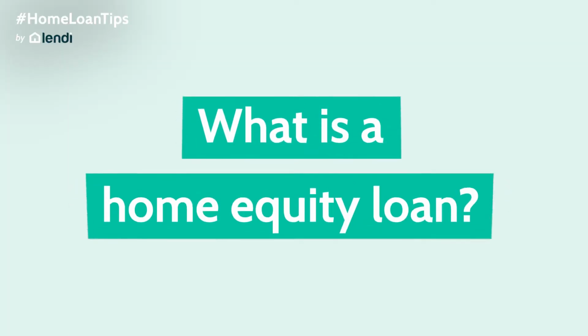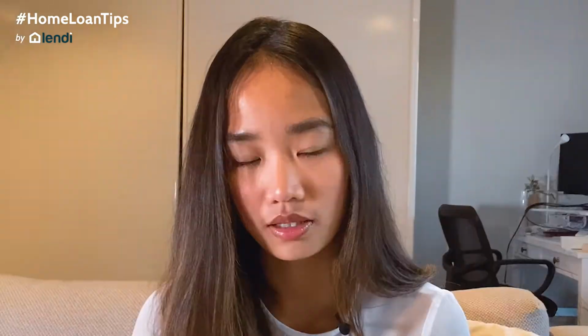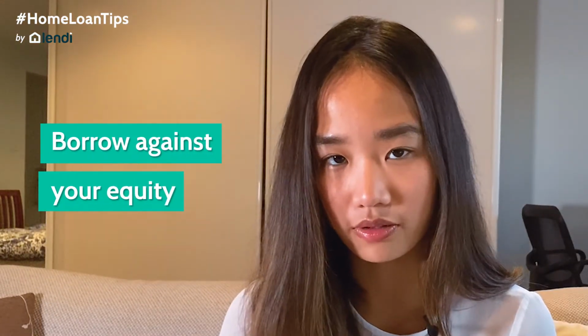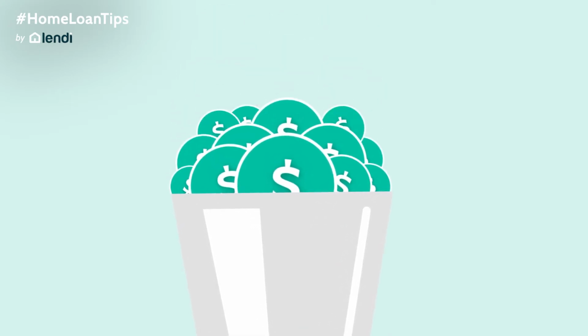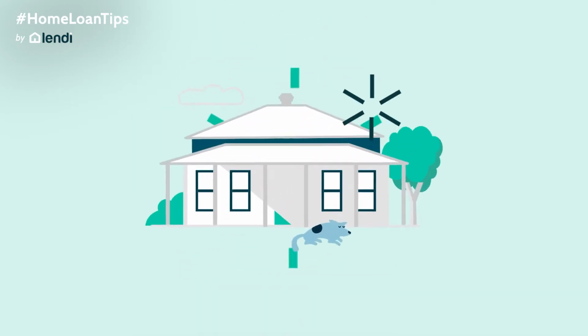What is a home equity loan? A home equity loan is an umbrella term that is used for a series of loans that you obtain by using your equity as collateral. Essentially, you can borrow against your equity. The great thing about these loans is that they give you access to large sums of money without requiring you to sell your property. They are also not subject to the high interest rates of other consumer credit options.